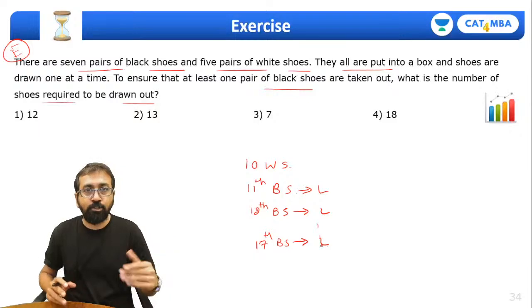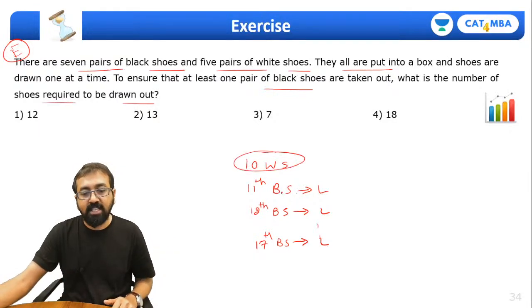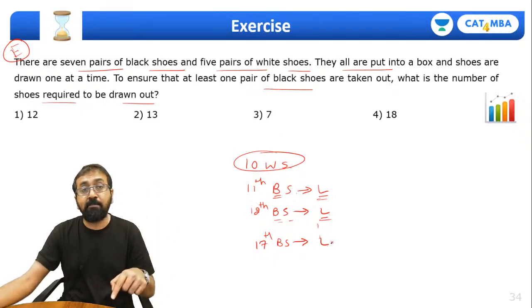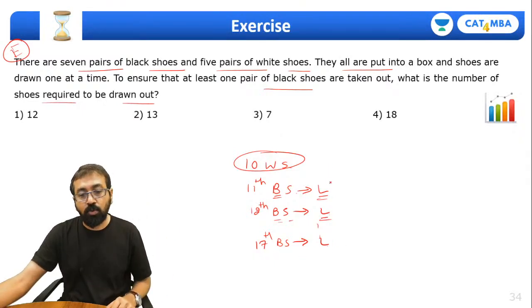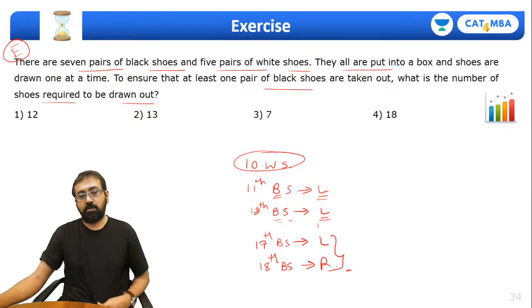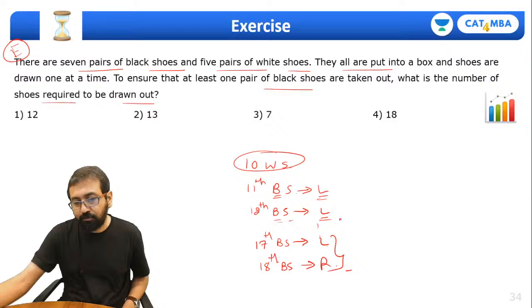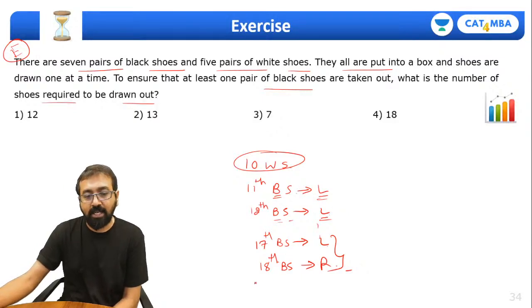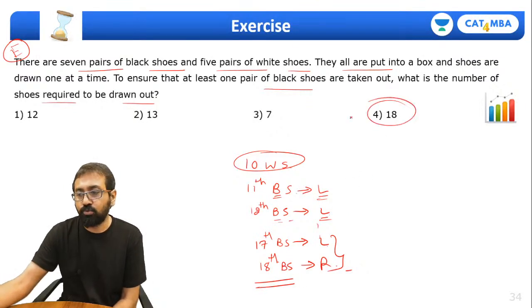So 5 pairs of white shoes, that means a total of 10 shoes. Then the 11th shoe came out to be black color but of the left leg. The 12th shoe came out to be black color but of the left leg, and so on and so forth up to 17, because there are 7 pairs of black shoes. So I got just left leg shoes, right? And then the 18th one will surely be a black shoe of the right side and 1 pair will be formed. This will be matching with one of these black shoes now. So I'll have to take out at least 18 shoes.